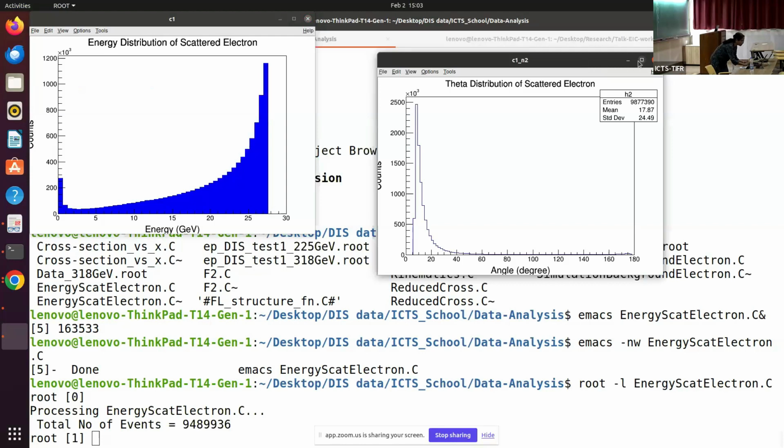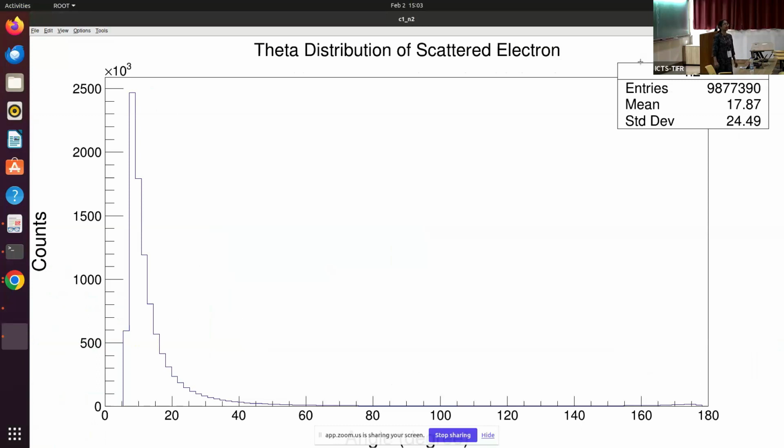Is it visible? Can you just do it on your laptop and see whether you are able to see that? That means your ROOT is working. It's a test.